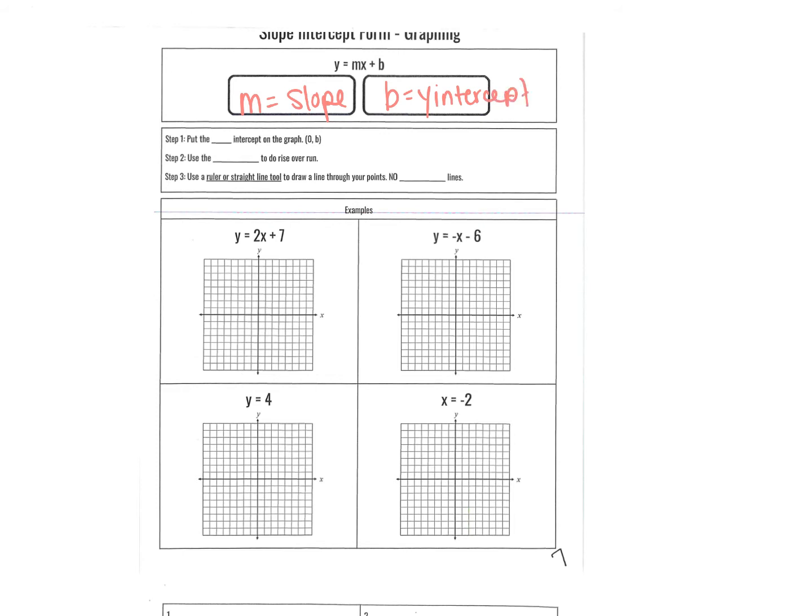So if you're being given an equation, you want to graph it, and you don't want to have to find each and every single point, there's a much easier way, and these are the steps to do it. So you put the y-intercept on the graph. That would be your 0 and whatever your y is.